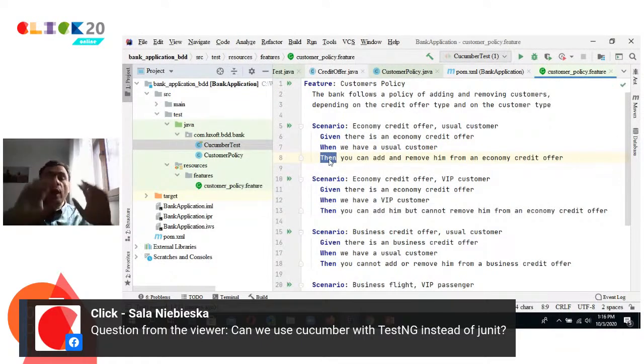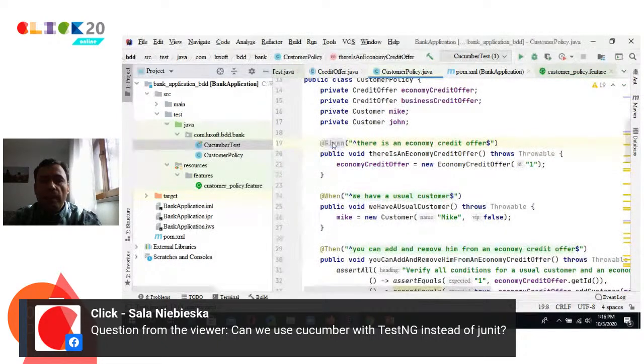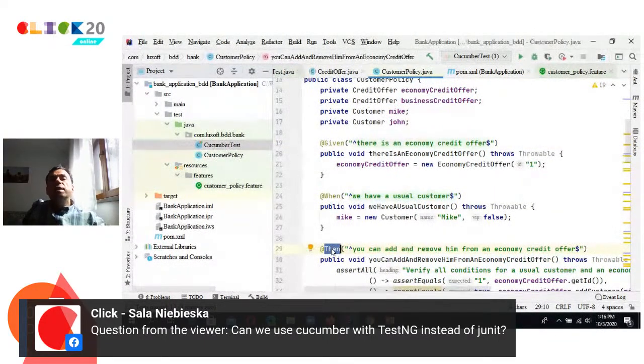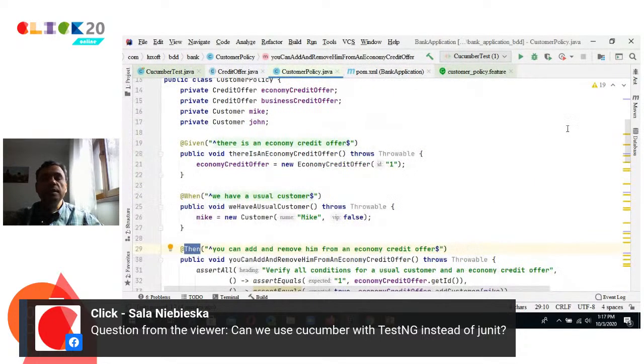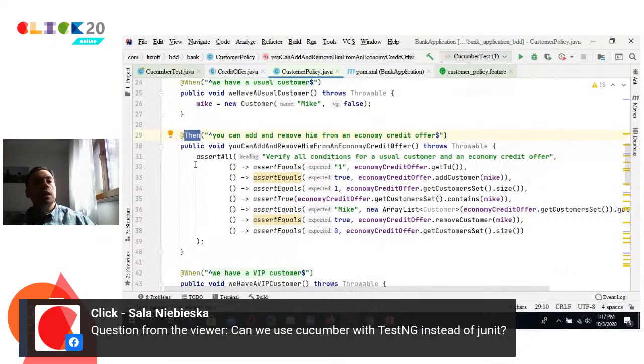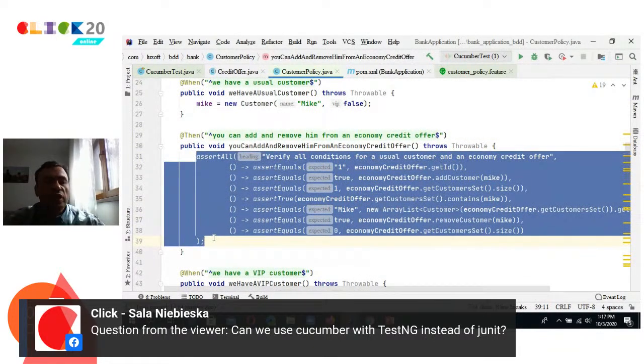And we'll understand that this given step will correspond to this, when will correspond to this, and then will correspond to this. What you have to know is that Cucumber is making no semantical difference between this step and this step and this step. For Cucumber, it is just a step to be executed. The semantical difference is for the programmer or for the tester. And where are we checking how JUnit is coming into action here, or how TestNG may come into action, when we are using the assert methods.